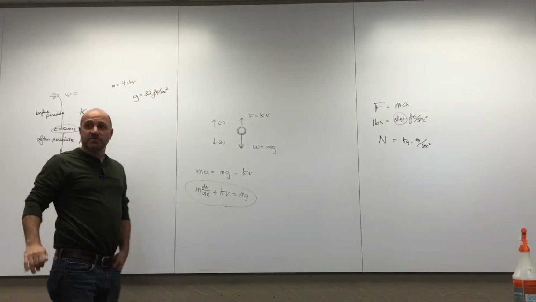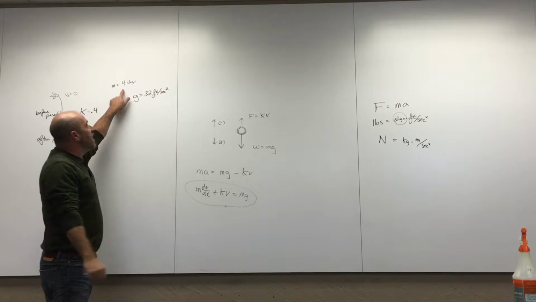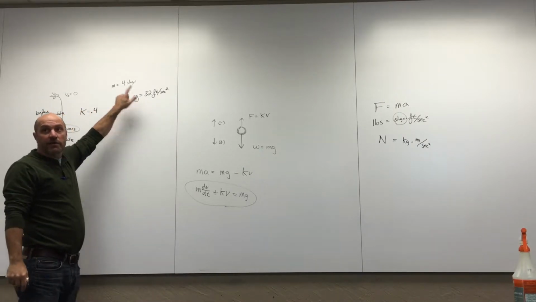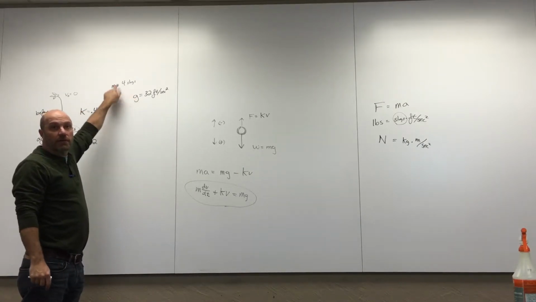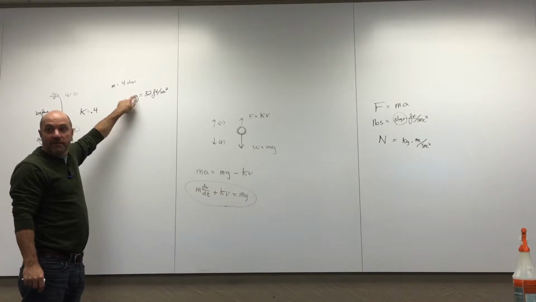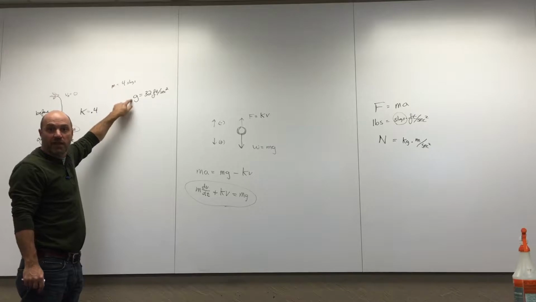Hey, so do you know how much this person weighs? 4 slugs, 32 feet per second squared is gravity. 128 pounds. Yeah, that's how much this person weighs. 128 pounds.